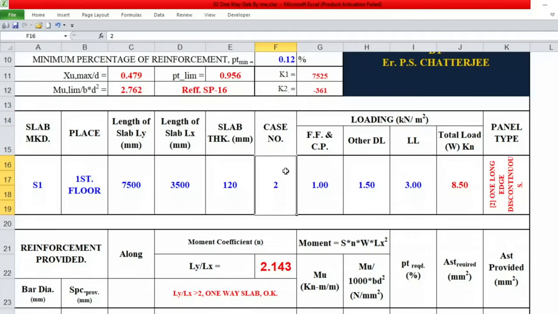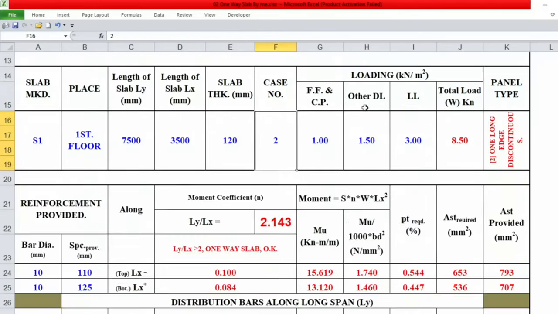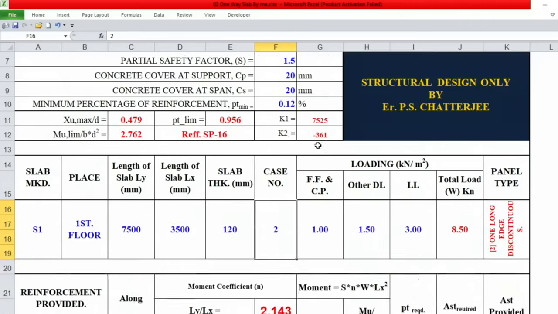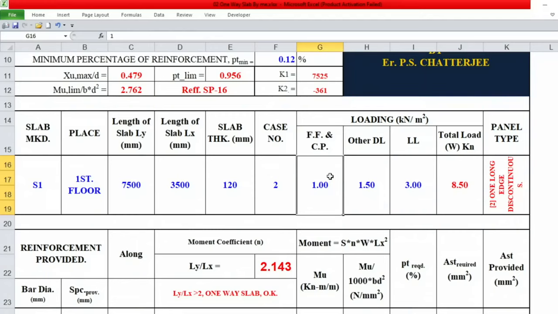Case number 2, that is one long edge discontinuous. Floor finish load 1 kilonewton per meter square. Other dead load 1.5 kilonewton per meter square. Live load 3 kilonewton per meter square.